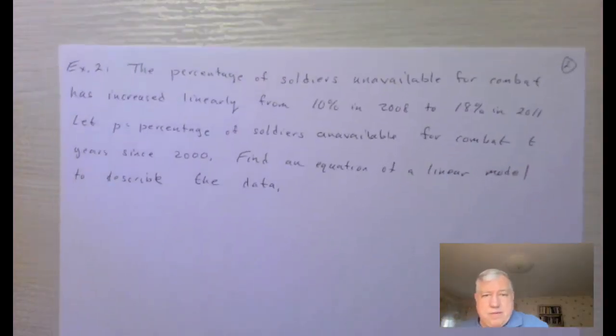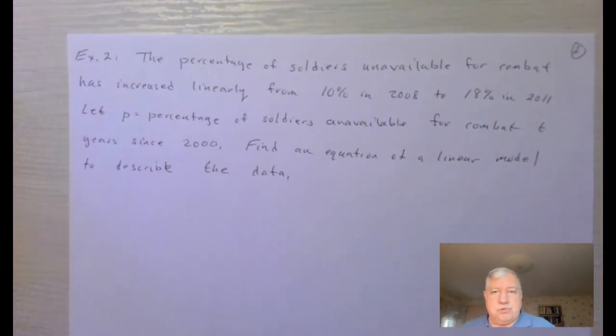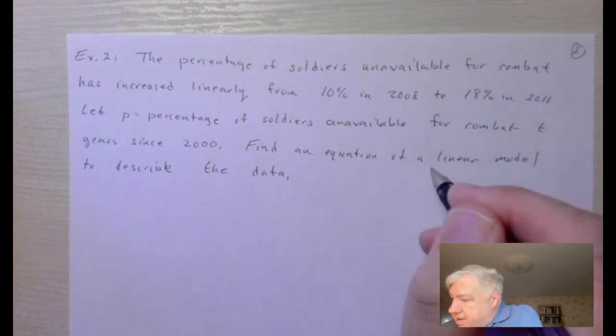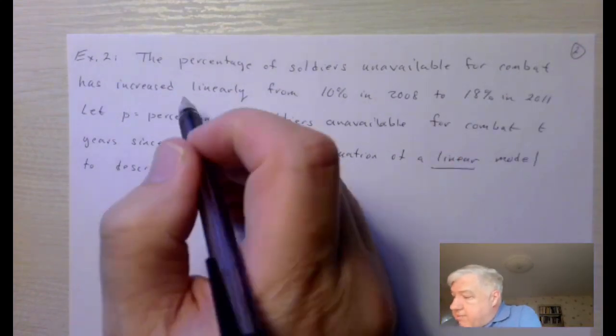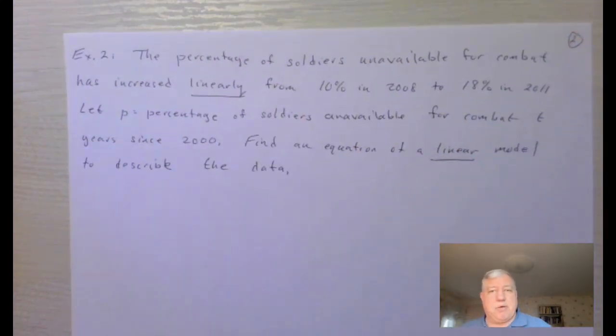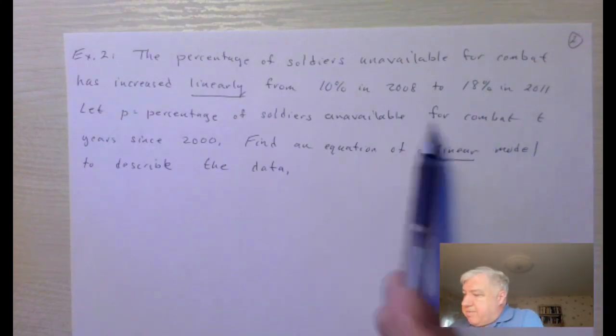All right, let's look at another example. Here we're given that the percentage of soldiers unavailable for combat has increased linearly from 10% in 2008 to 18% in 2011. If P is the percentage of soldiers available for combat T years after 2000, find an equation of a linear model to describe the data. Well, it's the same thing. The key word here is linear. So we want to find a linear relationship between P and T.